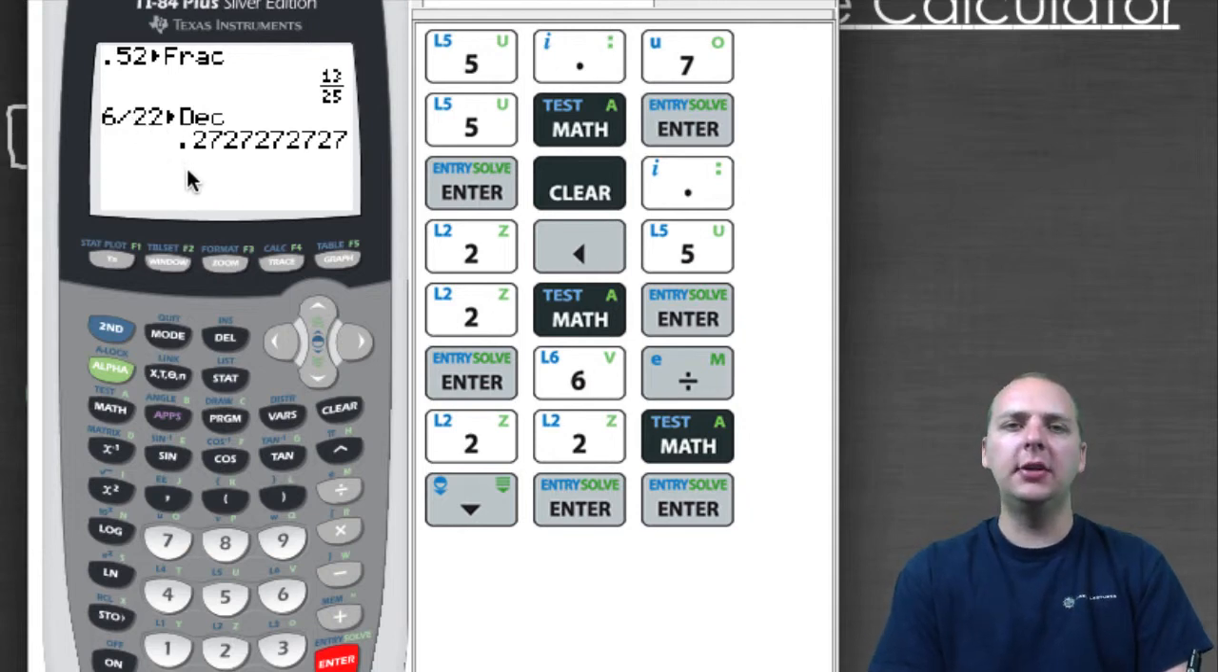Now this is kind of a strange result. It says 0.2727272727. This is what we call a repeating decimal, and we would write that as 0.27 with a bar over the 2 and the 7, and that tells the reader to continually repeat 27 infinitely many times. So it's a very nice feature that our graphing calculators have. They can convert fractions into decimals and decimals into fractions.